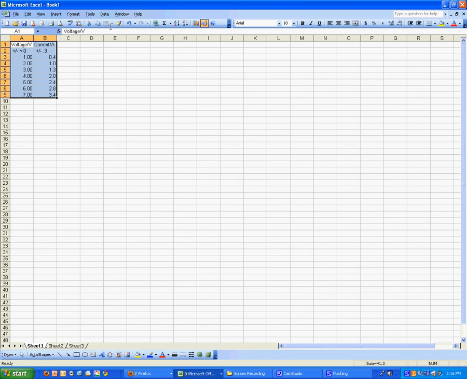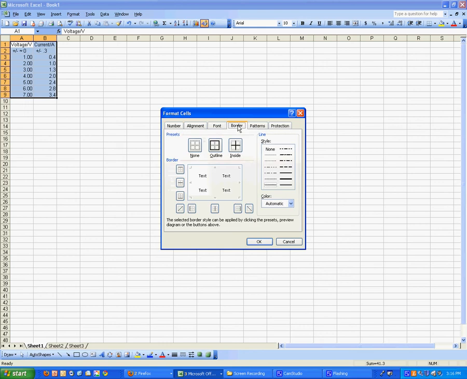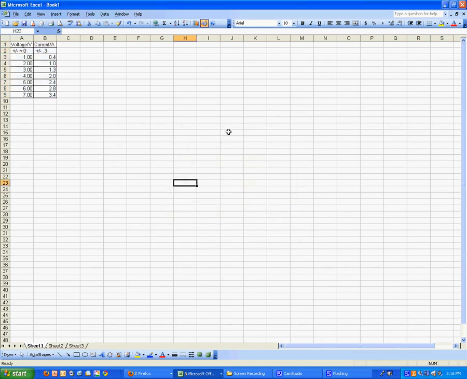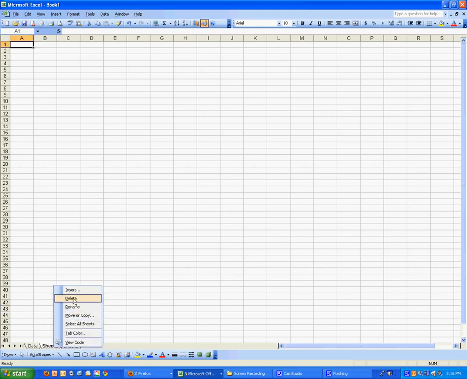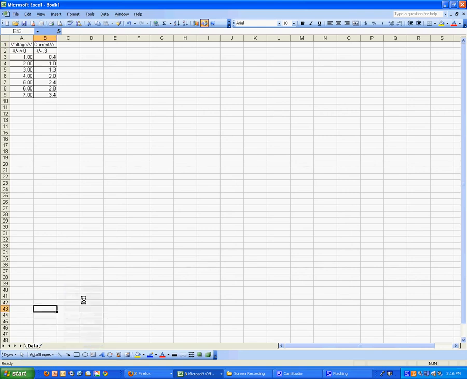I might even want to format cells, go to the border here, and make it all a little bit fancy like that. So when we print it out, it's in a nice table, right? And I might even want to call this sheet data, right? And then I don't need those sheets, right? Ooh, look at that. We're fancy now.